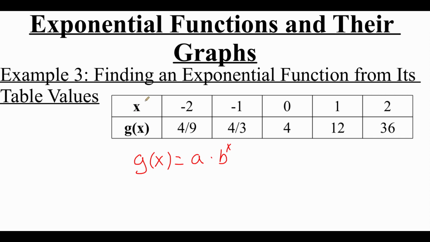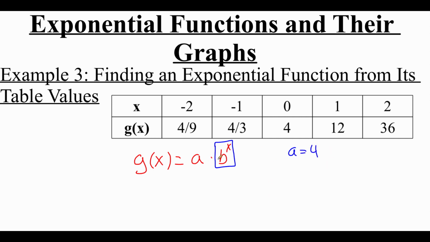Now we know that when we plug in 0 for our x value, we end up getting a function value of 4. And I'm going to use that to help me figure out what my initial value would be. Because if I take any base value and raise it to the 0 power, the answer I'm always going to get is 1. So we're taking this 1 value times our initial value and getting 4 as the answer. So that tells me that my a value must be 4.